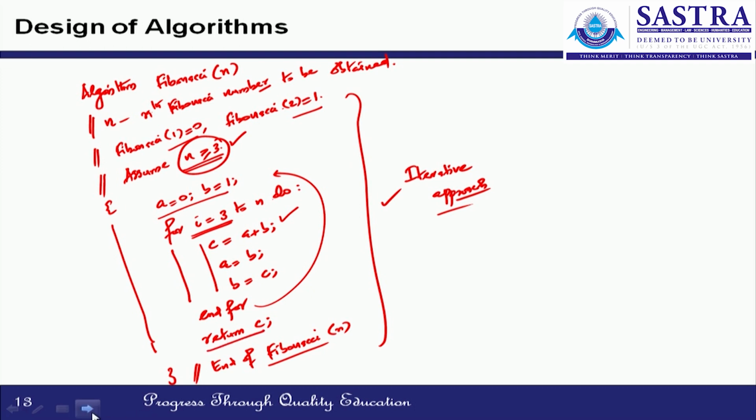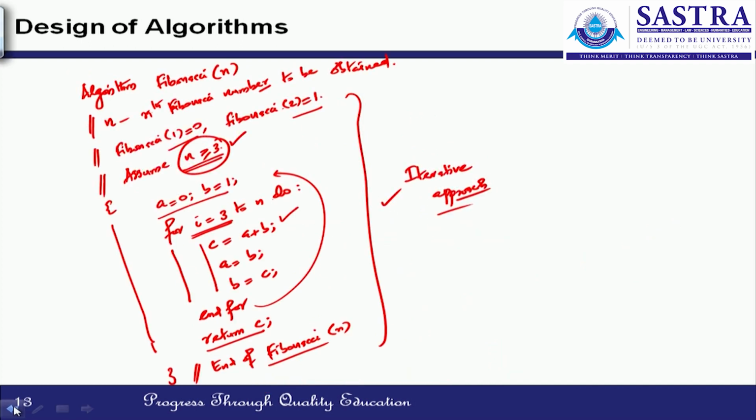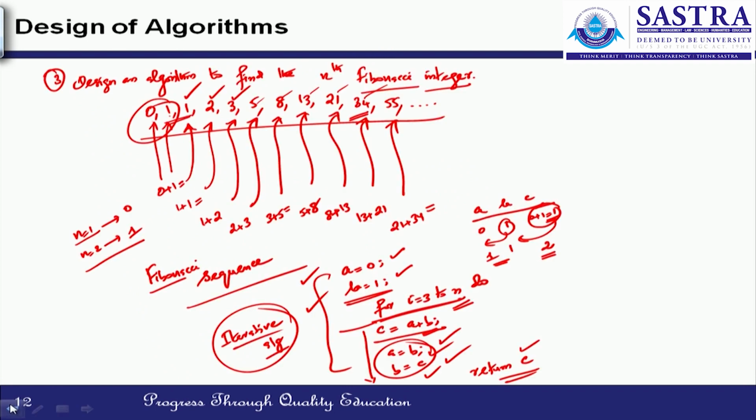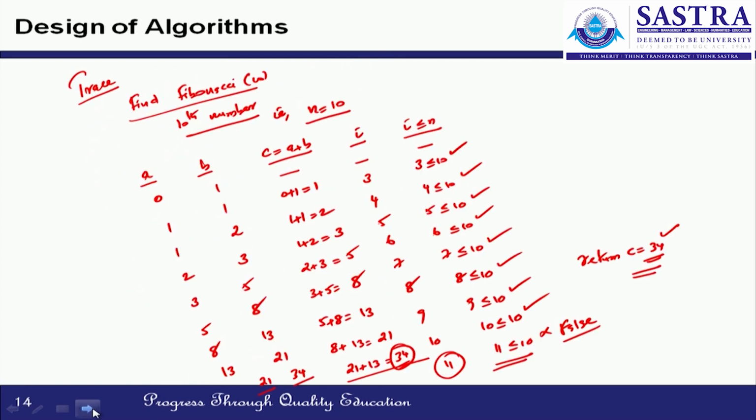Then the next executable statement is return C. Finally, return C. What is the updated value of C? C is 34. 34 is returned here. So it indicates the 10th number in that sequence is 34. Let us verify what is the 10th number. 1, 2, 3, 4, 5, 6, 7, 8, 9, 10. The 10th number is 34. So Fibonacci of n, substituting n is equal to 10, the 10th number in that sequence, 34, is obtained.